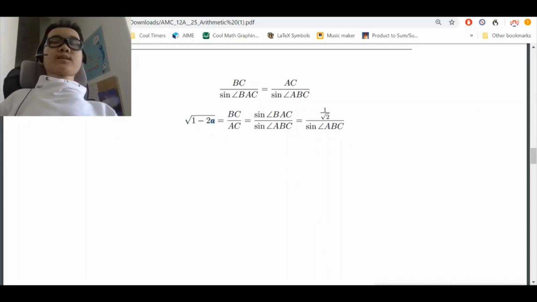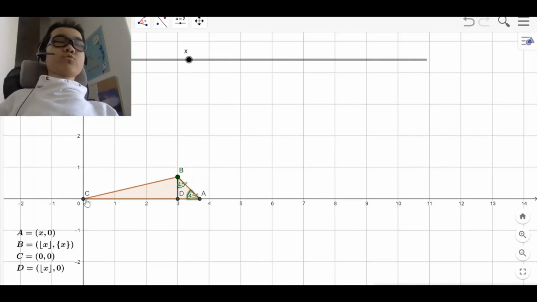Okay, now let's go back and prove that ABC is obtuse. Notice that BD is the frac of x, remember, and CD is the floor of x. But the floor of a number greater than or equal to 1 is greater than or equal to 1, and the fractional part of any number is less than 1. Therefore, CD is greater than BD, which means that angle CBD is greater than 45 degrees, which means that angle ABC is greater than 90 degrees.